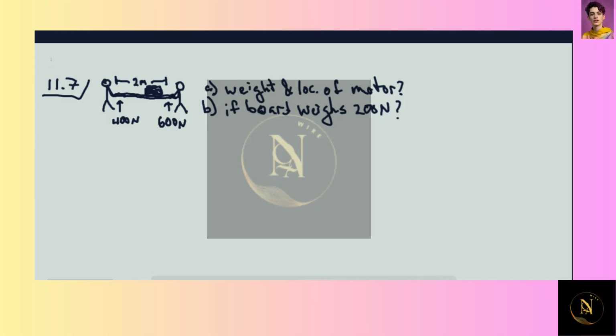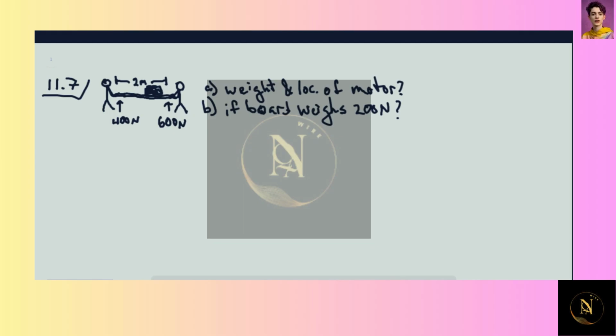Problem 11.7. So we have two people lifting a motor on a light board. We're told the length and the force that each person is exerting upward on either end of the board. And what we'd like to find is the weight and location of the center of mass of the motor.